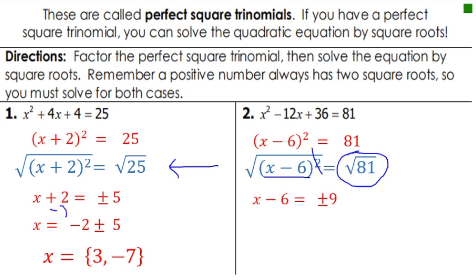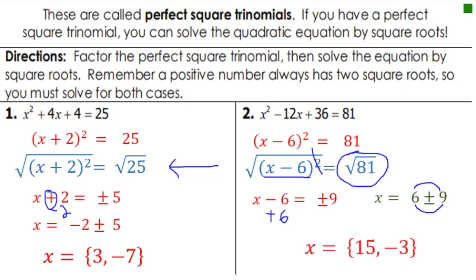Over here we subtracted 2 because it was a plus sign. Here it's a minus sign. We must add 6 to both sides. So there we get 6 plus or minus 9. And then do the math. What is 6 plus 9? What is 6 minus 9? 6 plus 9 is 15. 6 minus 9 is negative 3. And those are your solutions.